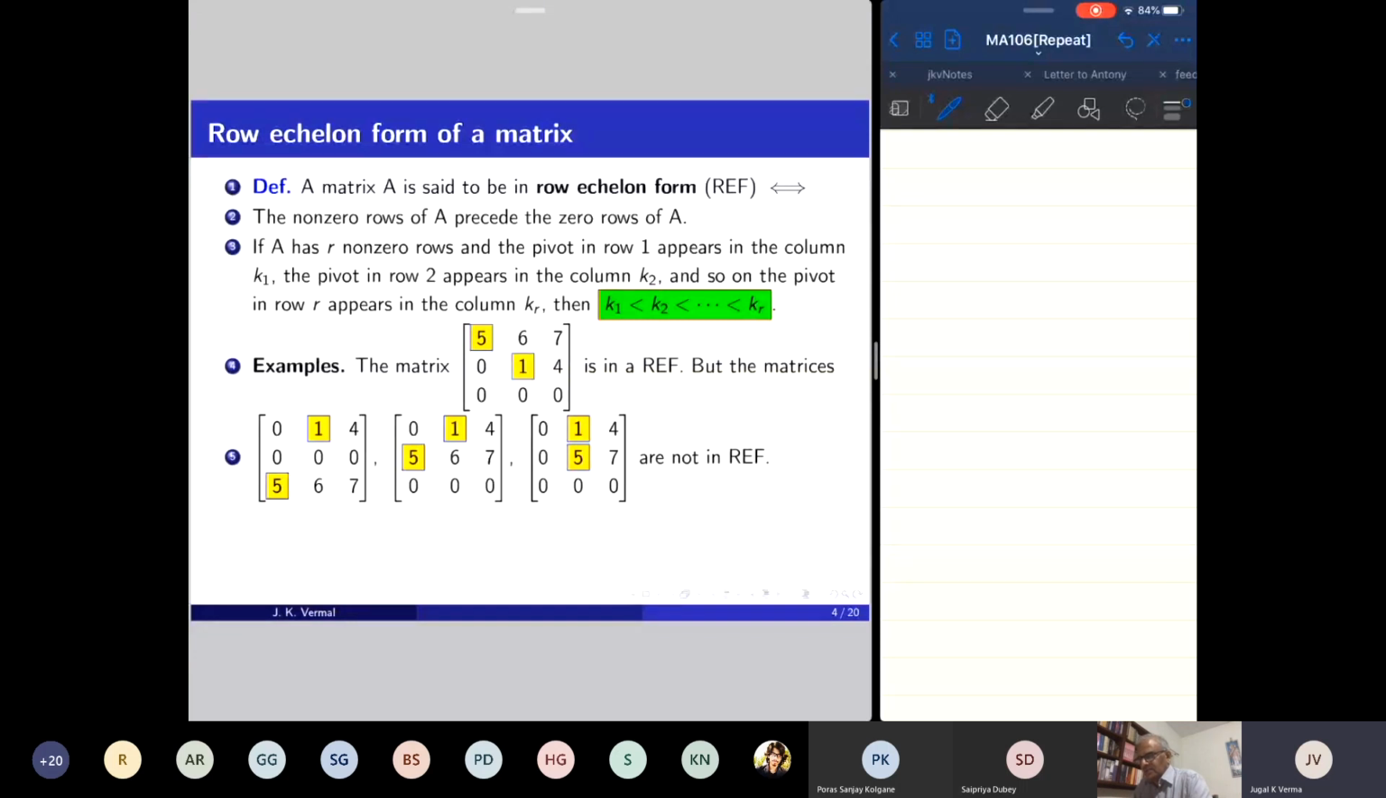Now look at the second row. If it is non-zero, then it has a non-zero entry, and the first non-zero entry in the second row should be to the right of the first non-zero entry in the first row. So we say the second pivot is to the right of the first pivot. Similarly, third pivot is to the right of second pivot, and so on. Then the matrix is in row echelon form.